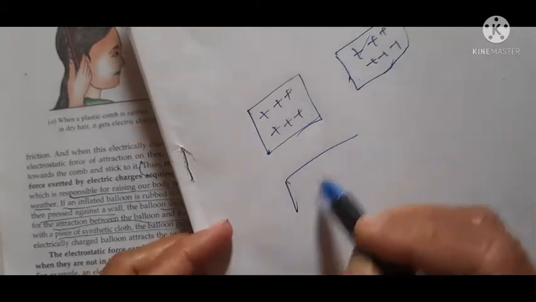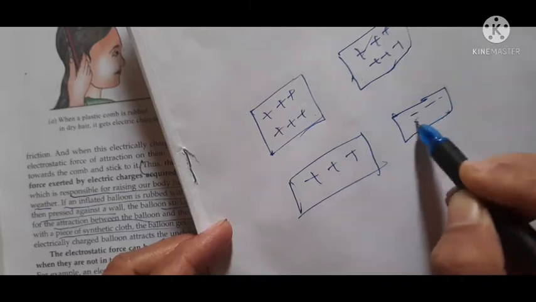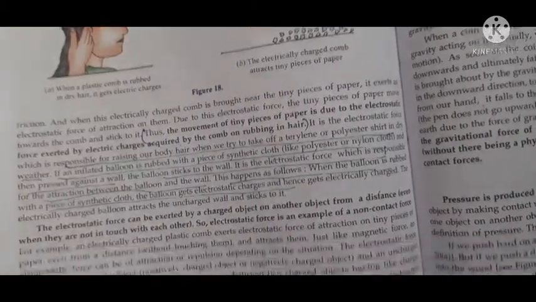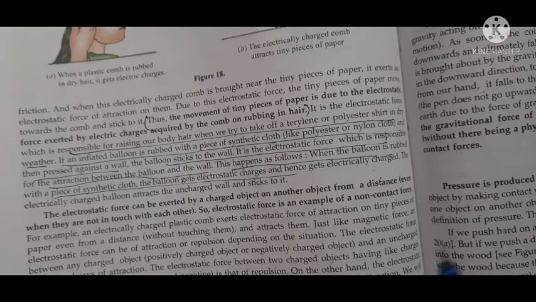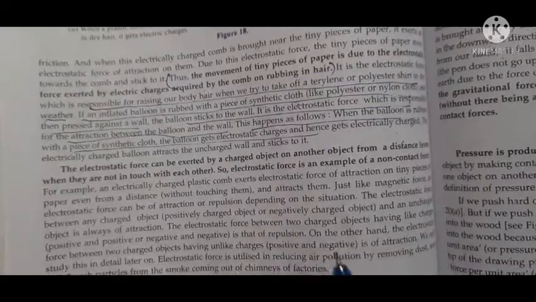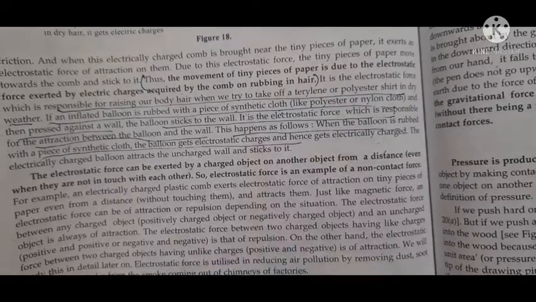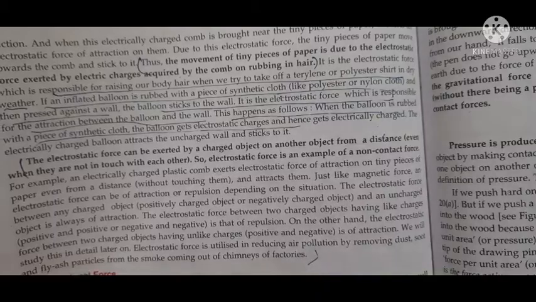Now when this charged body is brought nearer to another body which is negatively charged, then this will be attracted. Understood? So a charged body always attracts a neutral body. But if the charged bodies are like, or they have the same charge, then there is a repulsion. And if they are unlike objects, then there is an attraction. So this is all written in this paragraph.